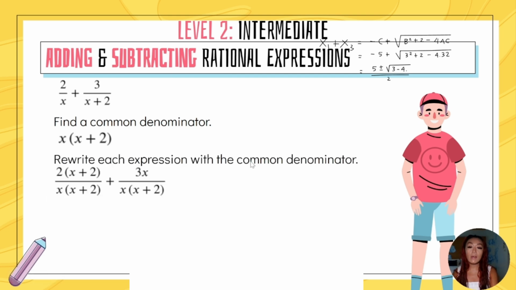So then we'll rewrite each expression with the common denominator. So the new expression becomes 2 times x plus 2 over x times x plus 2, plus 3x over x times x plus 2. So all you do is you take the first fraction, and you multiply the numerator with the denominator of the second term. And then you take the second term and you multiply the numerator with the denominator of the first term.